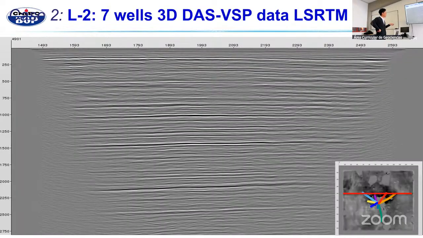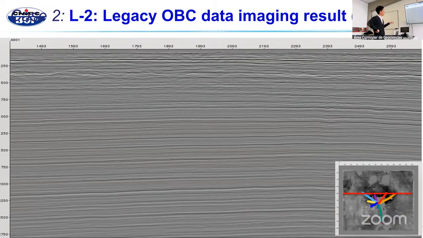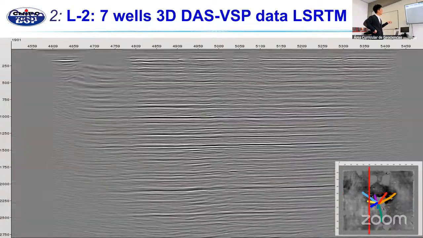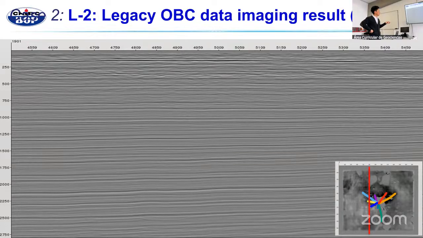Another is the profile crossed by the 7 wells. So this is where you combine the 7 wells VSP data to do the RTM image. OBC data results and DAS results.